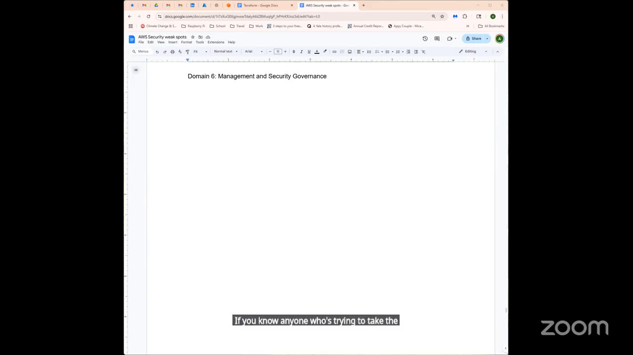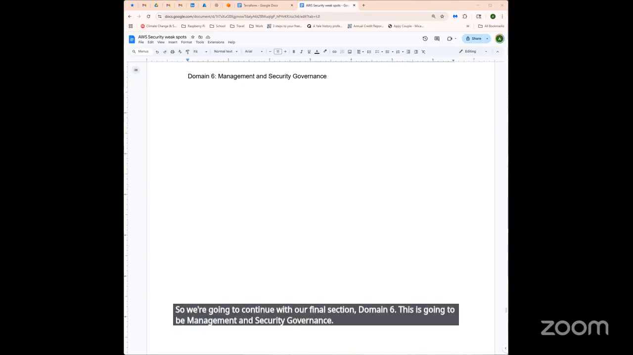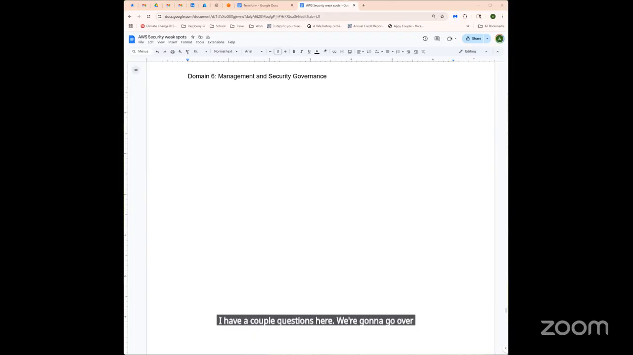Security Specialty exam. So we're going to continue with our final section, Domain 6. This is going to be management and security governance. I have a couple questions here. We're going to go over some of the correct and incorrect questions and see why with some supporting documentation. So let's begin.